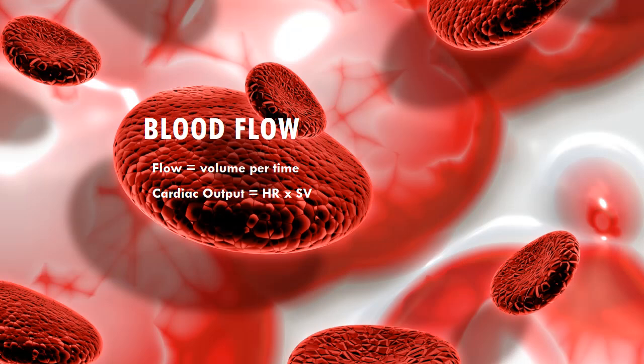Blood flow refers to the volume of blood passing through a vessel per minute. The most important example is cardiac output. Cardiac output equals heart rate multiplied by stroke volume. We have explained the full concepts of cardiac output and stroke volume in the previous lectures.